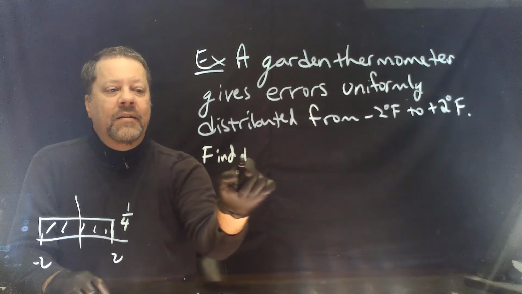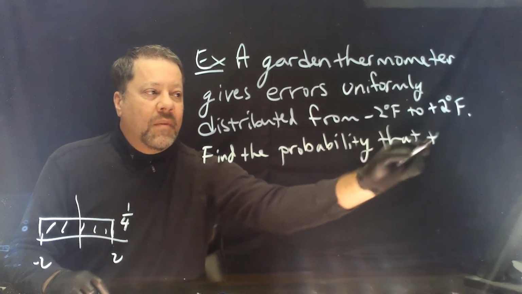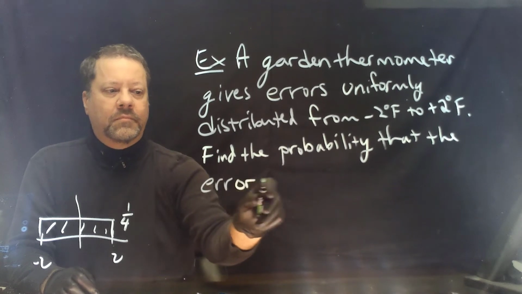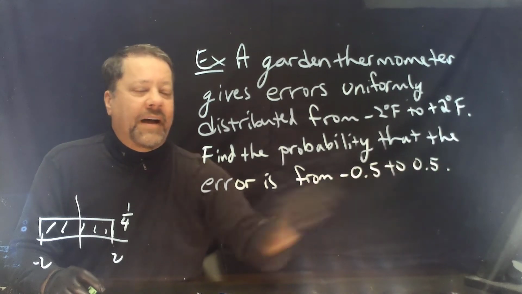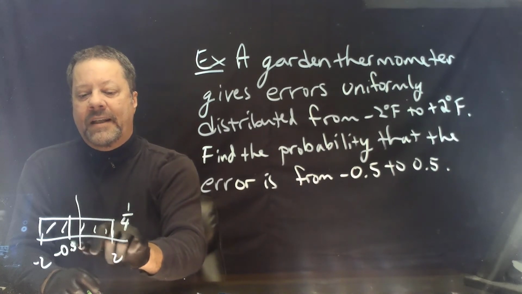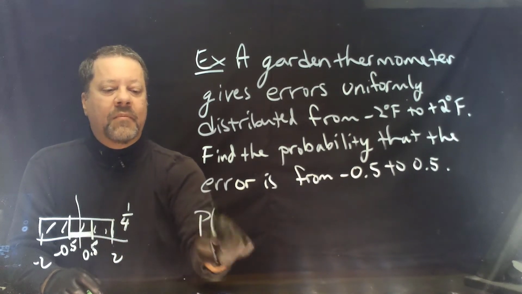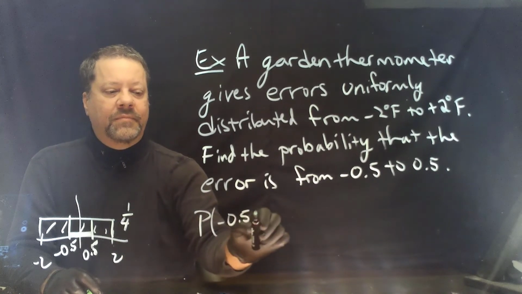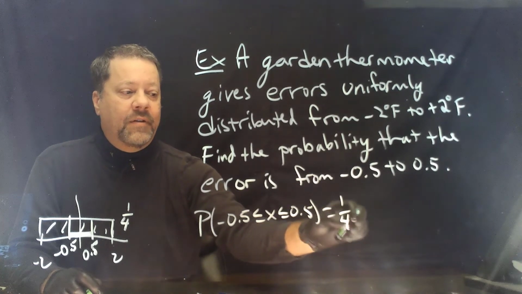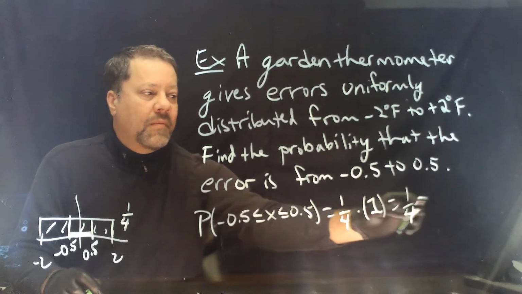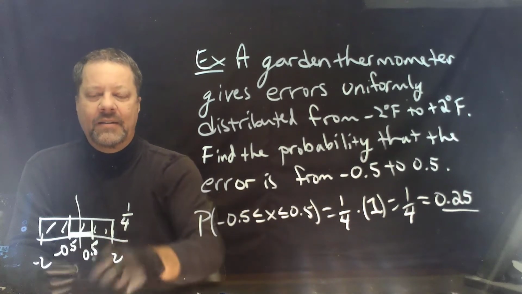We're going to find the probability that the error is from negative 0.5 to 0.5. So find the probability the error lies somewhere in here, from negative 0.5 to 0.5. Notice that the interval here is 1 unit. And so it's going to be height, 1/4, times 1. So there's a 25% chance that the error will lie between negative 1/2 degree to positive 1/2 degree.